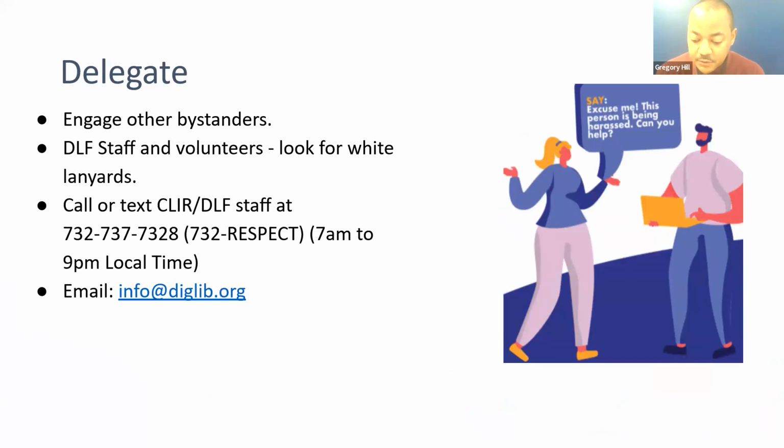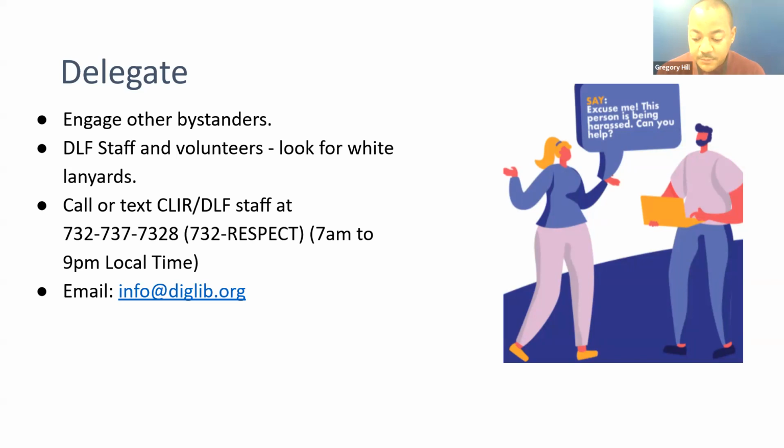With the delegation approach, you can enlist the help of friends, other bystanders, or authority figures that can be called to help with the situation if you feel unable to directly intervene or distract. At the DLF Forum, for example, staff and designated volunteers will wear white lanyards for easy identification. So you can always find these folks and report a situation that you observed.